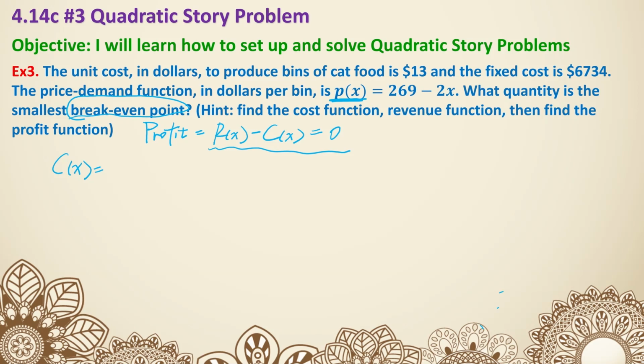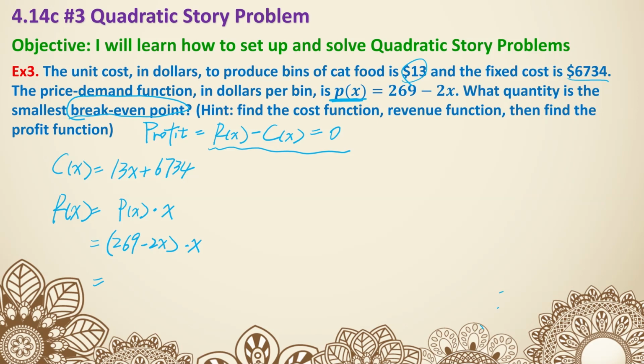The x here is the demand, the quantity. So to produce bins, each one is going to cost $13, and the fixed cost is just on top of that. So it's going to be 13x plus 6,734. That's the cost function. Next, the revenue function is going to be the price function times x, because x represents the quantity, or in other words, the units sold. So we're going to have 269 minus 2x times x. Now we need the profit function, and then we need to set it equal to 0.